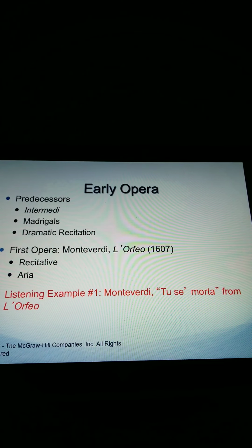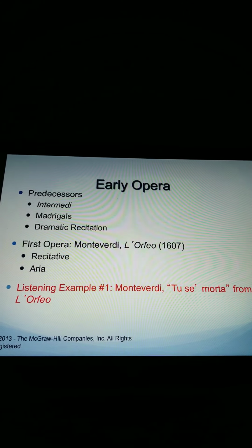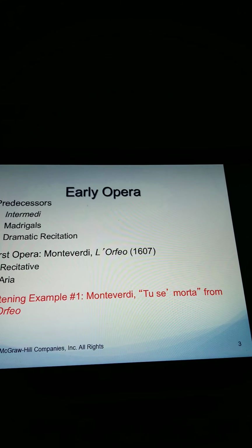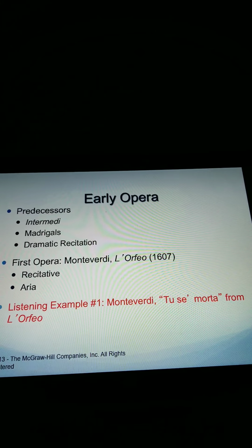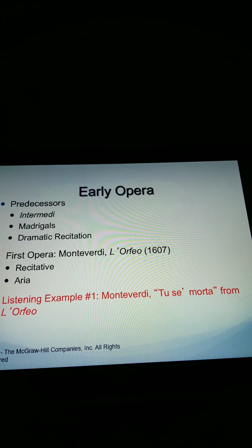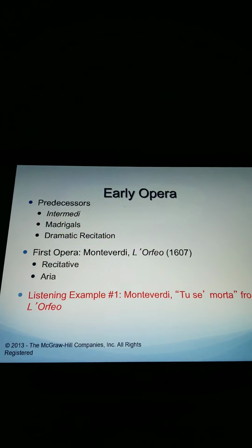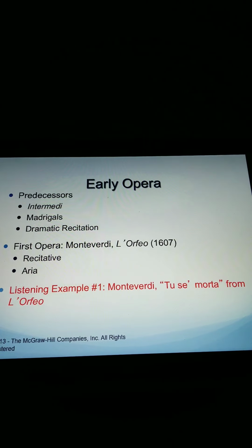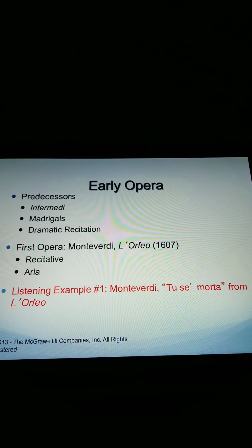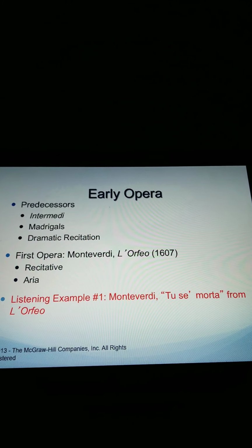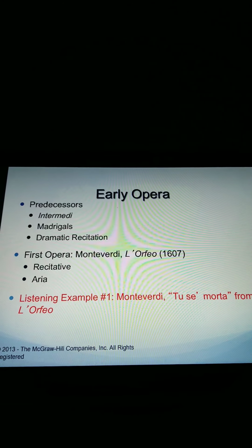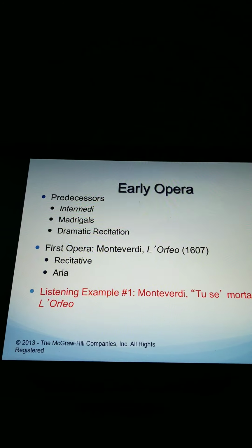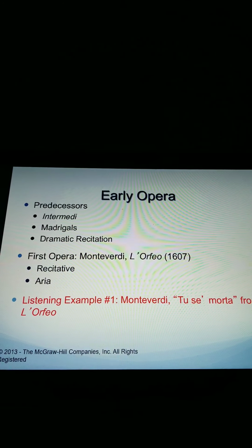And he says in this song, Tu sei morta, that if he can't bring her back, he wants to stay with her. And you'll hear in this song the use of word painting. Remember, word painting is where the music itself supports the meaning of the lyrics. For example, on the word stelle, or stars, the music will go high in pitch.